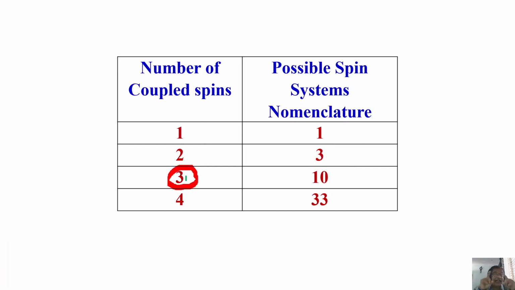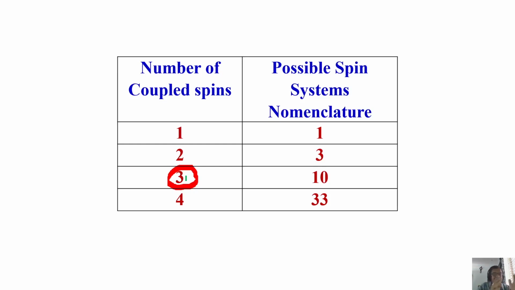Believe me, there are 10 such possibilities you can think of. It can start with all three being equivalent. Chemical shift is the same. You will not see the coupling in the spectrum. What is the possible nomenclature for it? A3. If there is a coupling between them which is seen in the spectrum, but chemical shift is the same, then what do you call it? A prime, A double prime. You have to use prime notation for chemically equivalent nuclei.